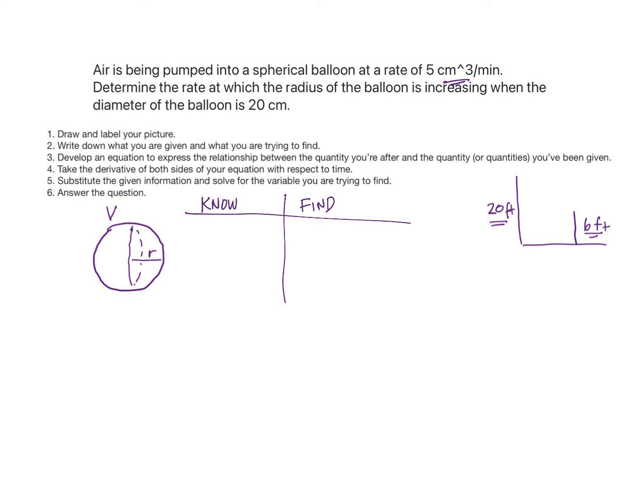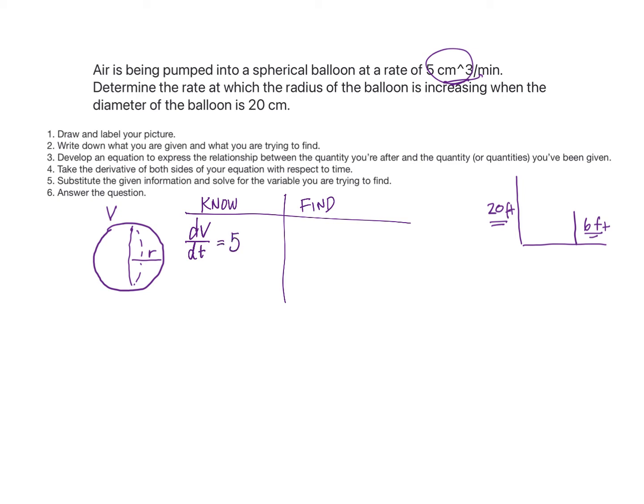Well, I know that air being pumped into a balloon means the volume is changing, isn't it? It's changing, and I can also identify it as volume because I have centimeters cubed, and centimeters cubed represents volume. So I know the volume of the balloon is changing at the rate of 5 centimeters cubed per minute. And so I can write that mathematically as dV over dt equals 5.